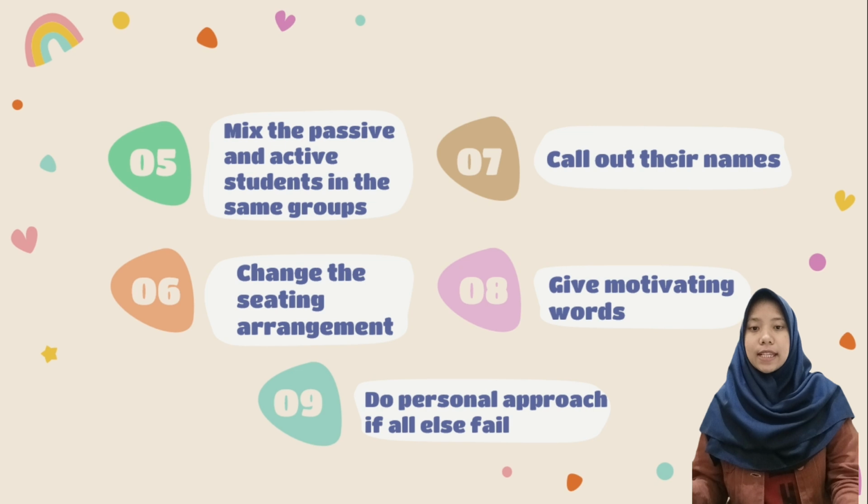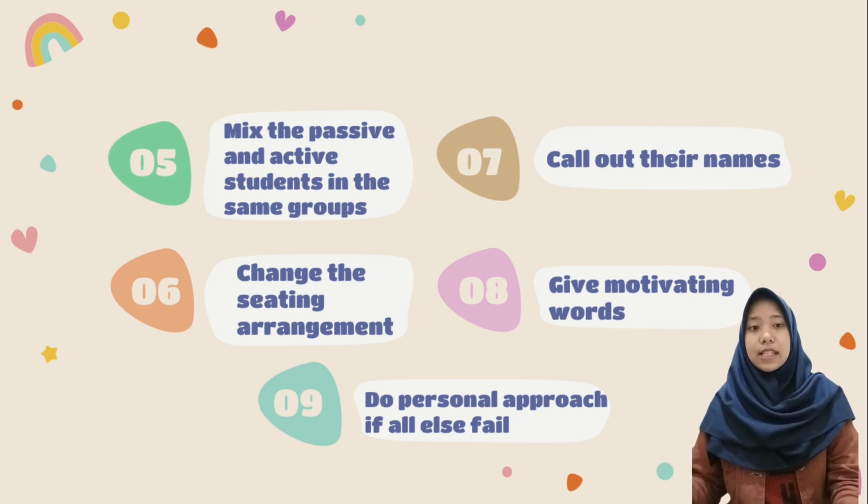The fifth is mix the passive and active students in the same group, but teachers have to make sure that every student does their job. The sixth is change the seating arrangement. Sometimes some students are passive because they think teachers don't pay attention to them. So the seating arrangement is important.